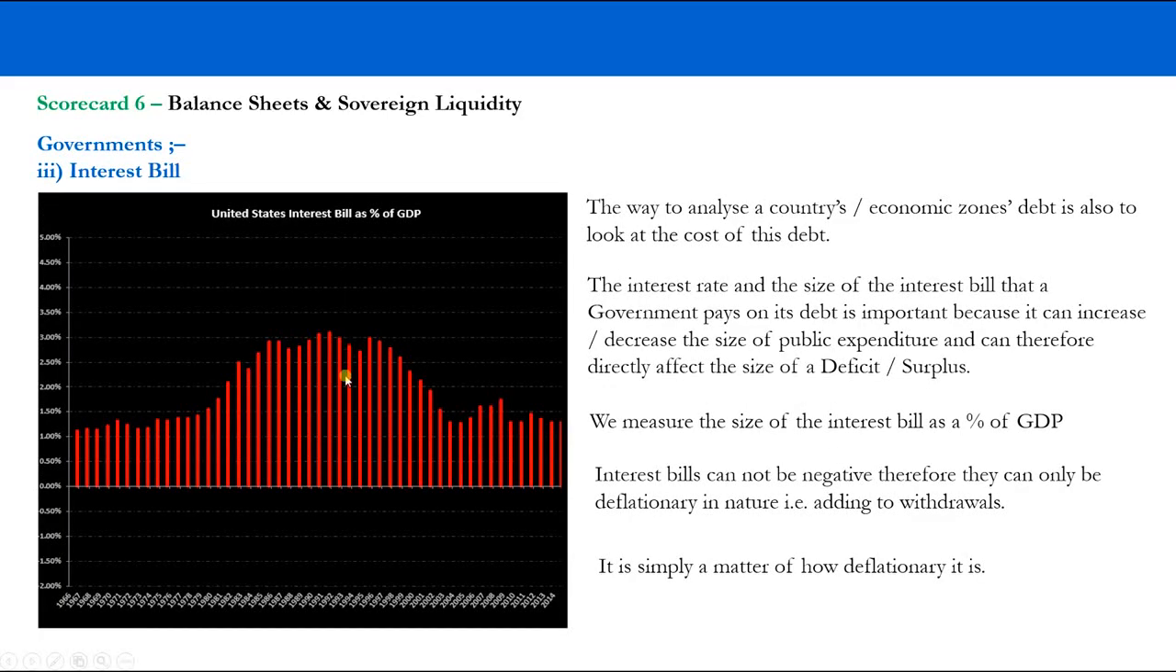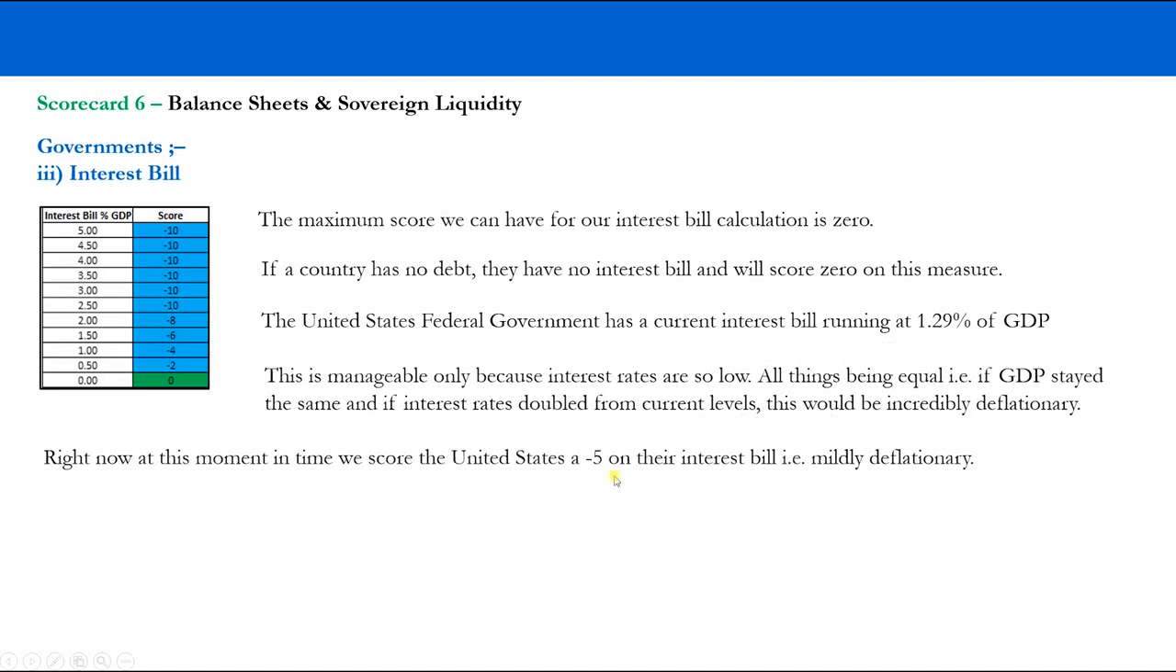One thing to note is that the interest bill as a percentage of GDP has been coming down overall since the early 90s, with a brief increase in the noughties, so in the early to mid noughties, and it's been coming down. So it's stabilized at low levels, the levels that it was in the mid to late 70s and late 1960s. So overall, we have to look at these things very objectively. It is deflationary, but it's mildly deflationary. So that sums up the interest bill.